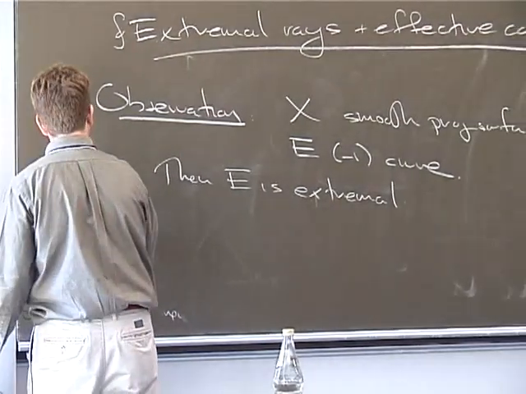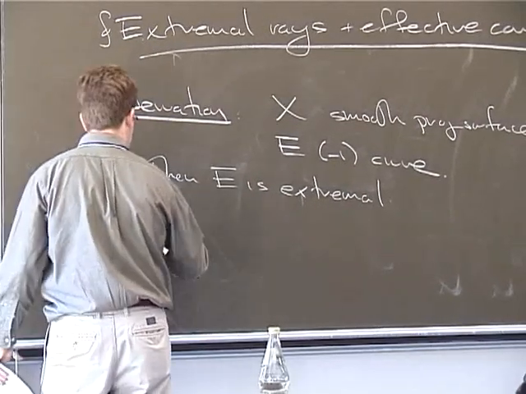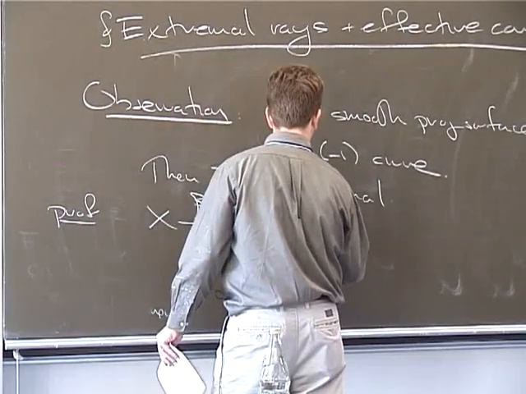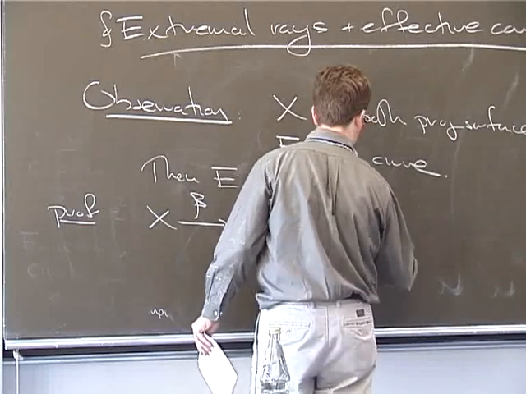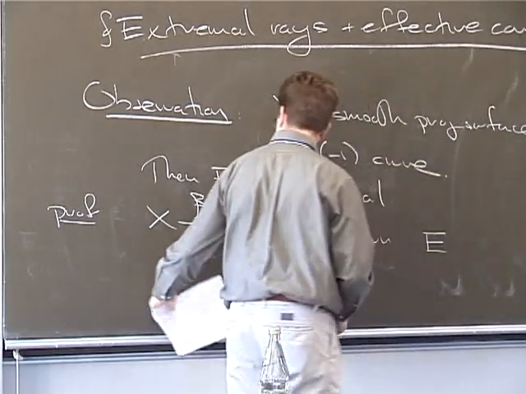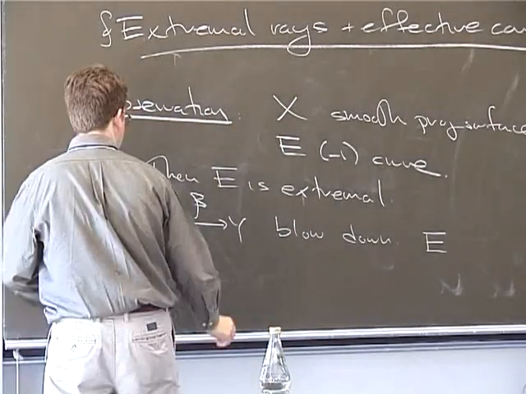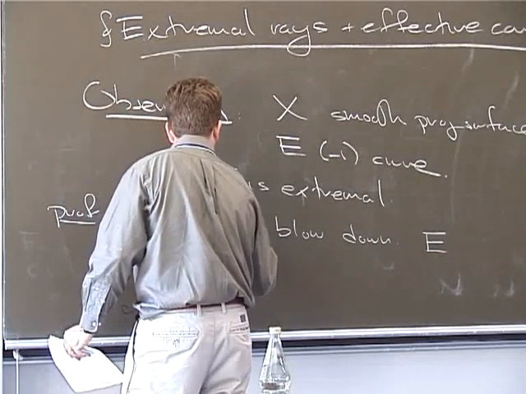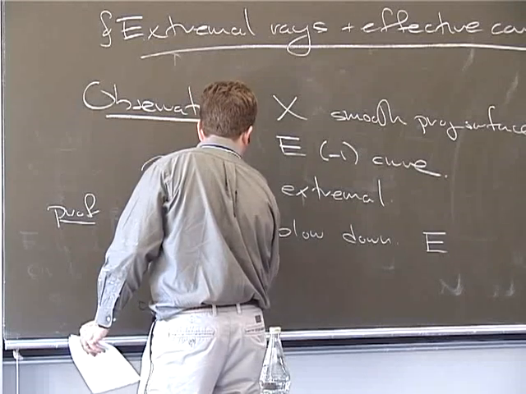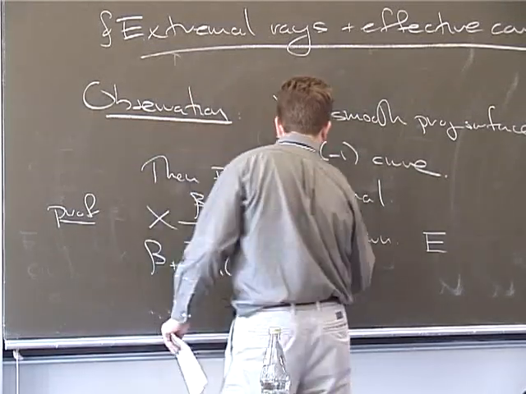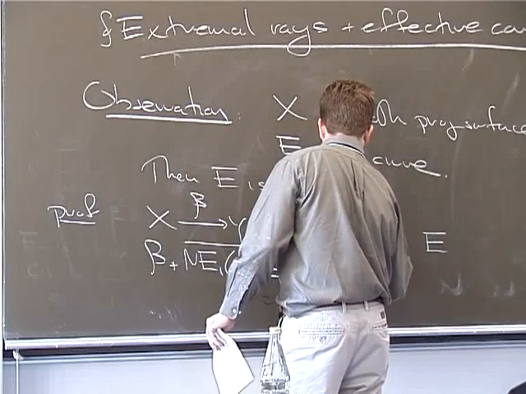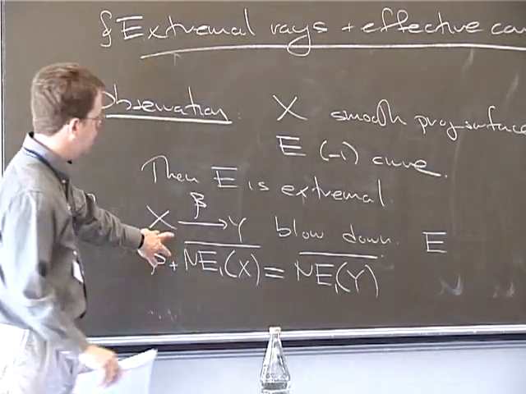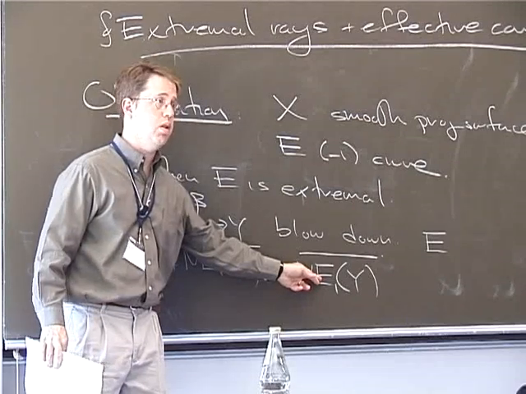Well, the key thing that you need to keep in mind is that, let's blow down E. Now, when I blow down E, the image of the effective cone upstairs is just equal to the effective cone downstairs.